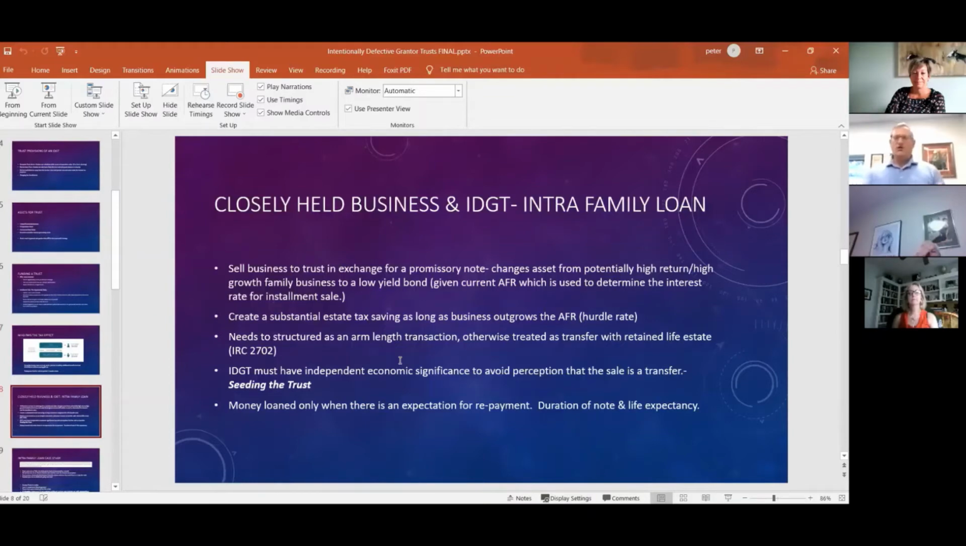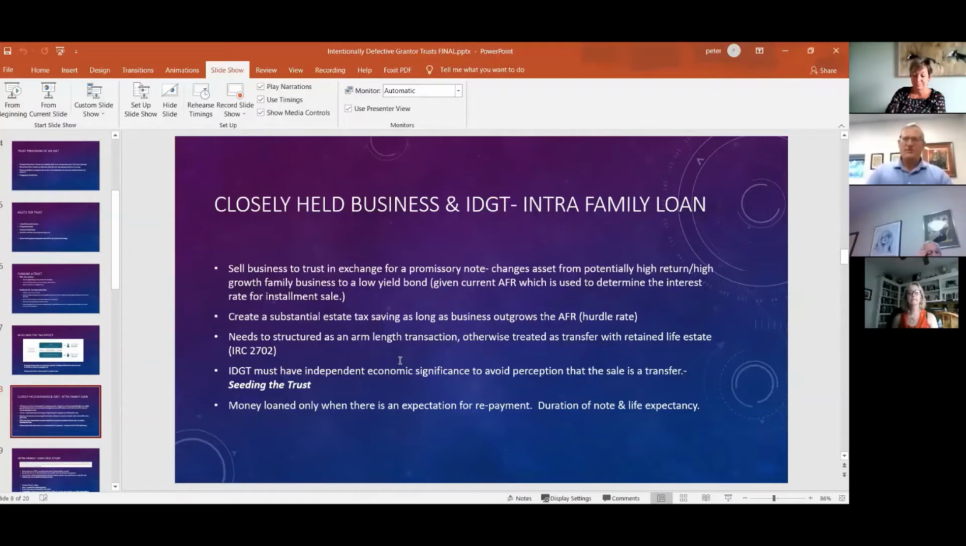One of the other areas we look at is that many of our clients have successful businesses. They are looking to try to transition the business to the next generation. A defective grantor trust can be a very, very effective way to help transfer the ownership to the next generation.